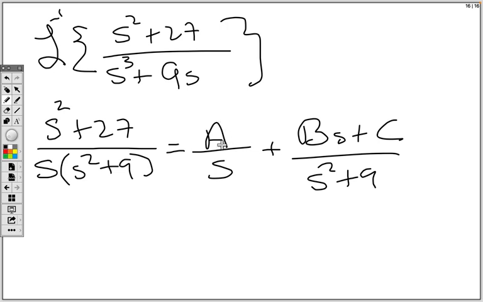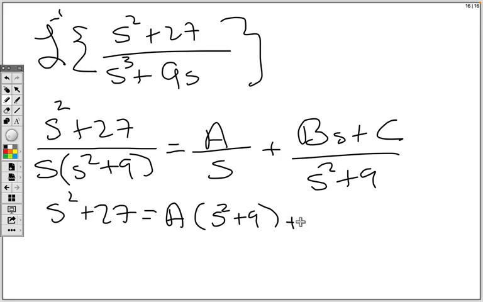So once again, we can go ahead and clear denominators here. I would get an s squared plus 27. A times what? What would be left over here if you multiply that denominator through and you hit that first term? What's going to be left? S squared plus 9, plus the quantity, don't forget parentheses, bs plus c, and that's going to get multiplied by what?